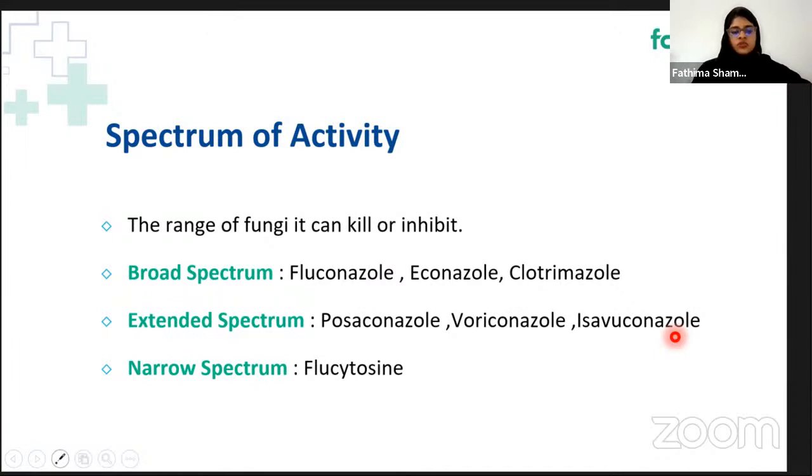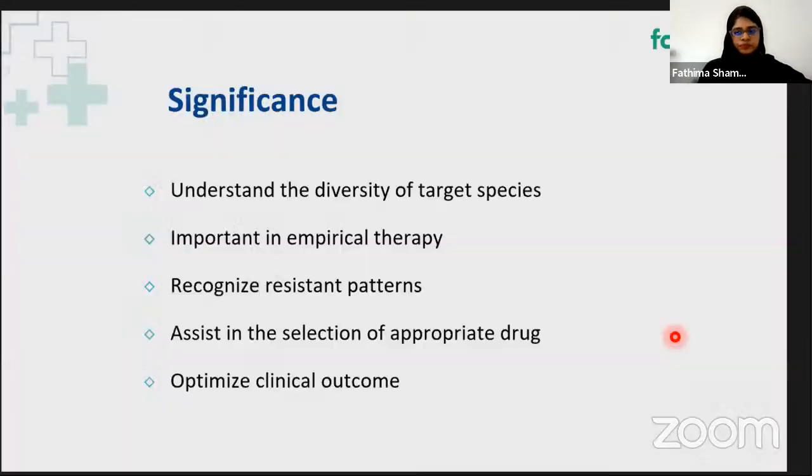antifungal agents can also act on resistant strains. Narrow spectrum, which have limited coverage, example flucytosine. And under extended spectrum, we have posaconazole, voriconazole. So in this presentation, we are going to see all these drugs one by one.